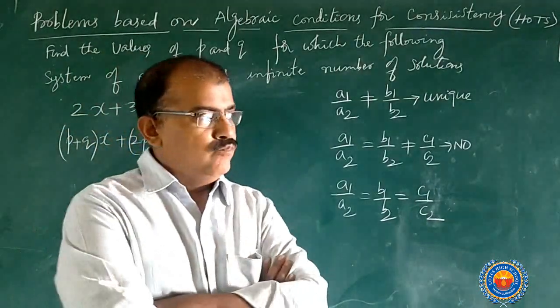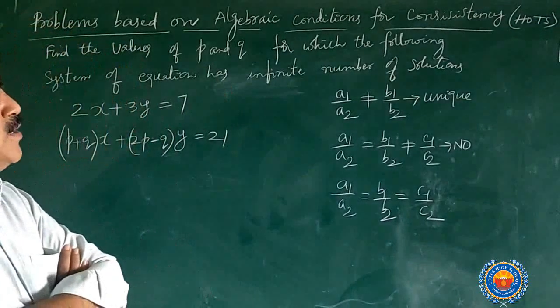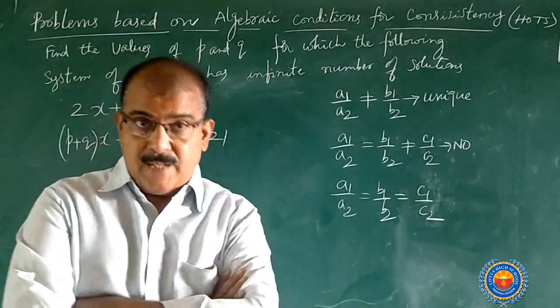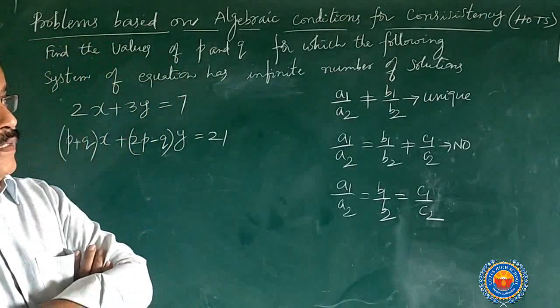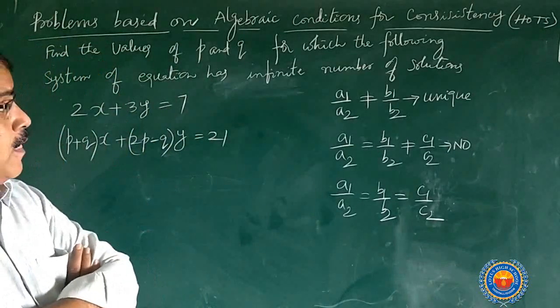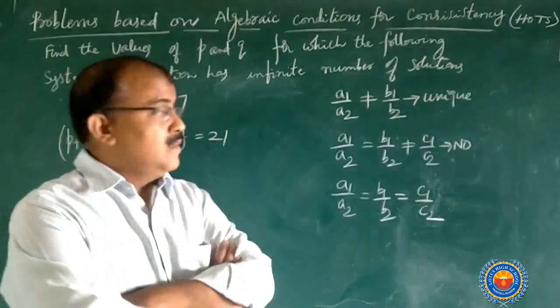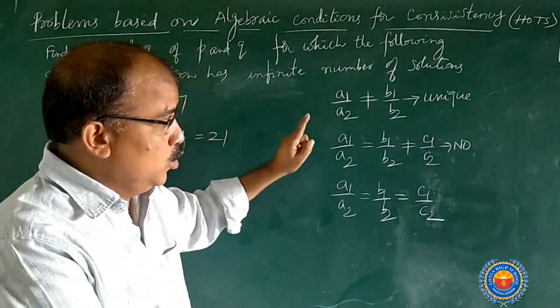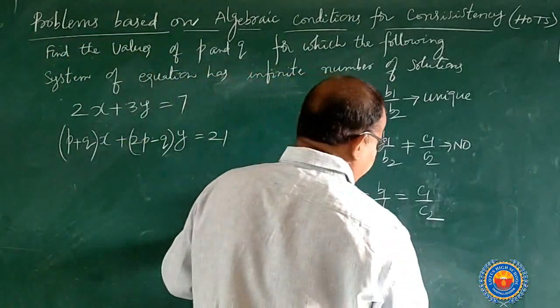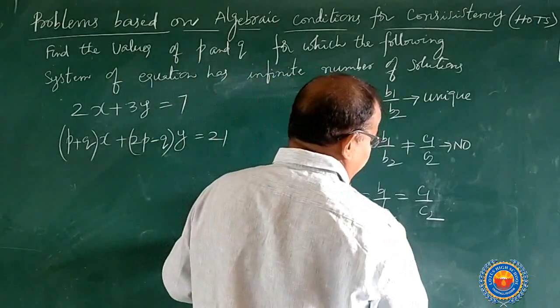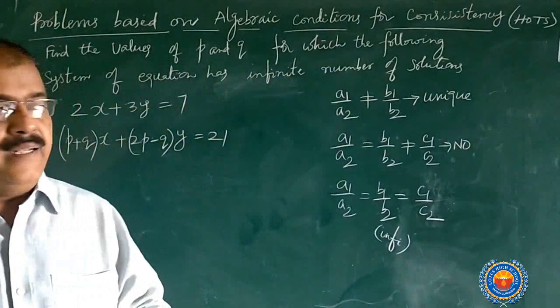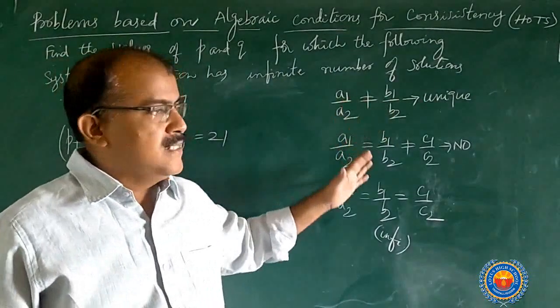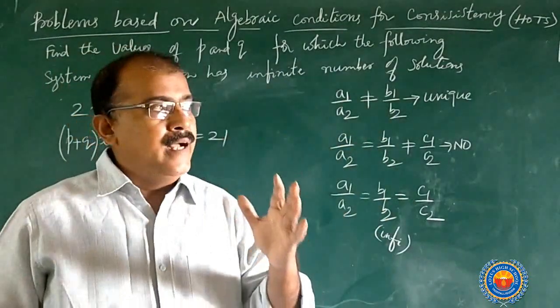Already we learnt algebraic conditions for consistency. In the last video we learnt the sums based on unique solution, no solution, infinitely many solutions, and based on this we find unknown value.